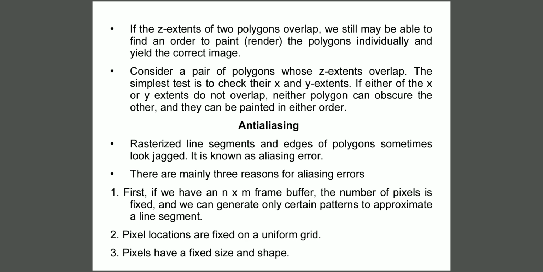The second problem is, the location of a pixel is fixed. We cannot move a pixel from one position to another position. The only thing we can do is fill the information of a particular pixel in that memory area, but we cannot move them. The third reason for aliasing error is, the shape and size of a pixel is fixed. We cannot change the size or the shape of a pixel. Because of these reasons, the line segments and the edges of a polygon will look jagged. The solution for this problem is anti-aliasing.